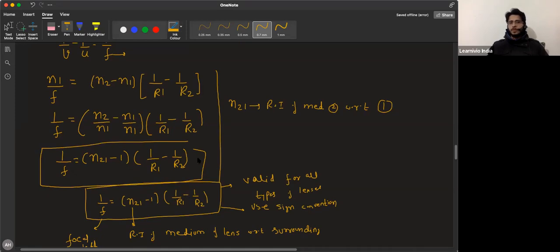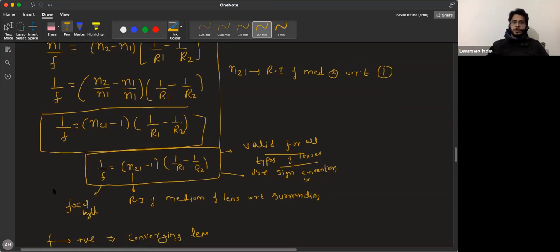This is the lens maker formula. This is valid for all types of lenses. When you use this relation in numericals, we have to use sign convention. This is the focal length, second focal length. This N21 is the refractive index of medium 2 with respect to 1. Medium 2 is the medium of the lens. You can say this is the refractive index of the medium of the lens with respect to the surrounding.